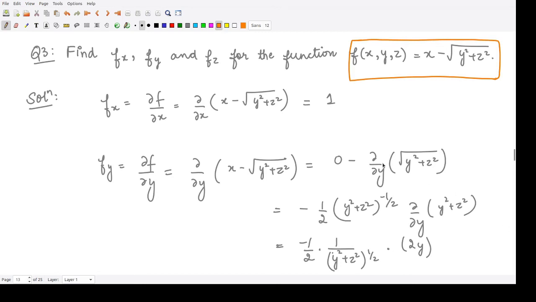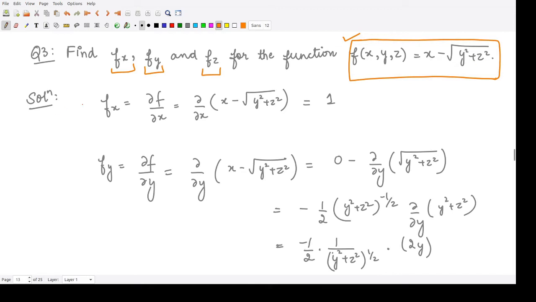Next one is this third question. In this we have to calculate the partial derivative of f with respect to x, with respect to y, and with respect to z for this particular function f of x, y, z, which is equal to x minus square root of y square plus z square.